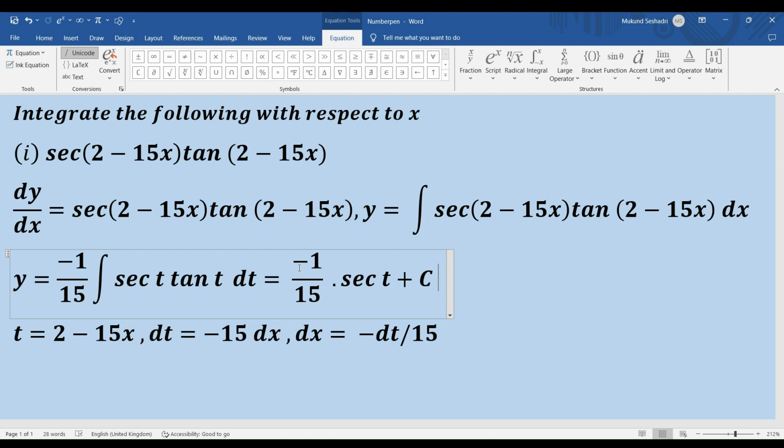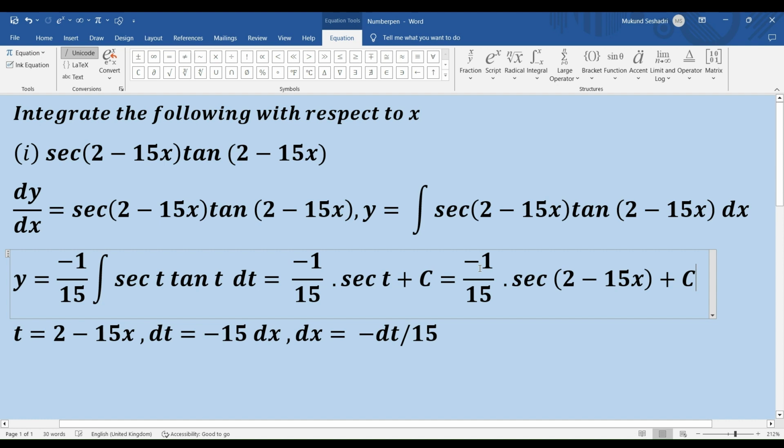And now I cannot leave my answer in terms of t. I will have to put it back in terms of x, which is quite simple. Secant t becomes secant of 2 minus 15x, right, plus c. Right? So that's my final answer to this particular problem. Let me highlight this answer in pink.